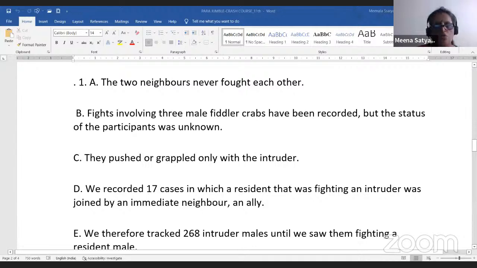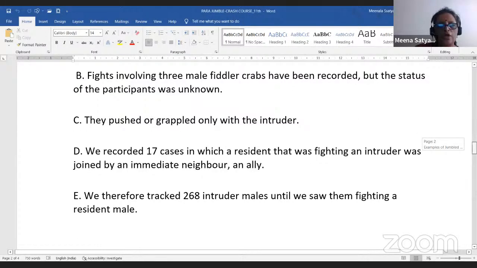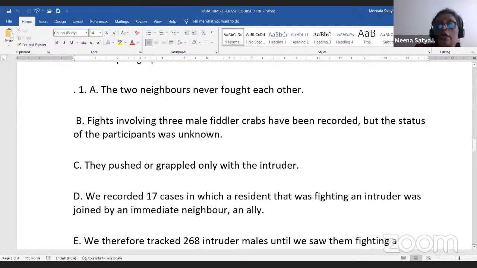The two neighbors never fought each other. So we had read this. So let's not waste time in reading this. So we have to see what the answer is. Now, if you see the C, it cannot start. It says fights involving, so it cannot start. It's with some connection. There is something called two neighbors. Now, who are the two neighbors? We have to find out. Now, we recorded 17 cases. We therefore tracked. So somewhere between D and E is the starting. So D is the first sentence.